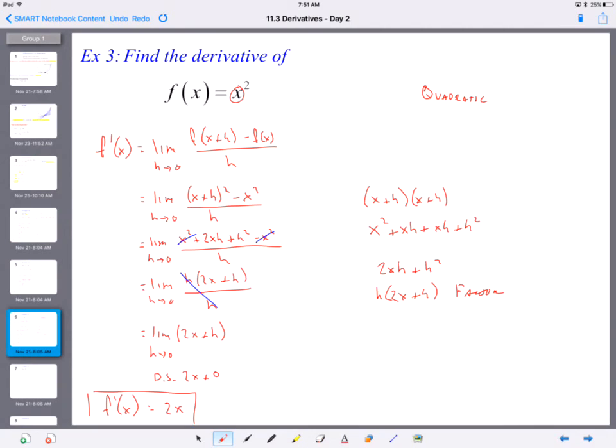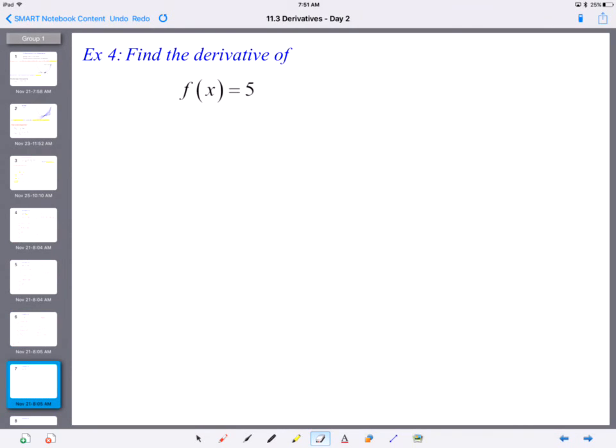So once again, there's another example of a quadratic. If we did x squared plus, let's say, 2x, you would do the same thing. You would just have a little bit more stuff on top, but the process is still the same. Alright, let's do one more today. We'll do, this is just a constant.